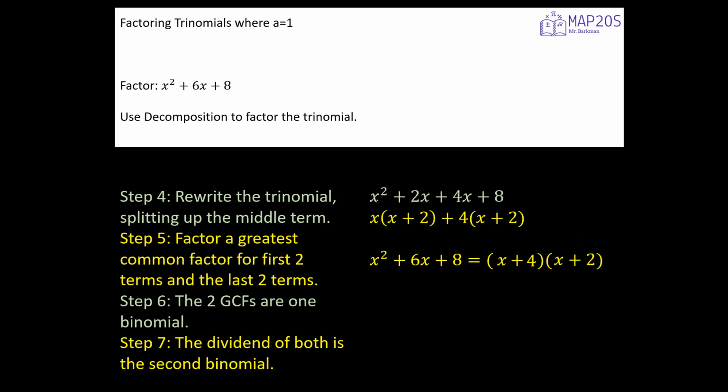Now, this is our factored trinomial. It's factored into two binomials. And there was no other greatest common factor that could be taken from the whole thing. So using decomposition, we can come up with our two binomials.